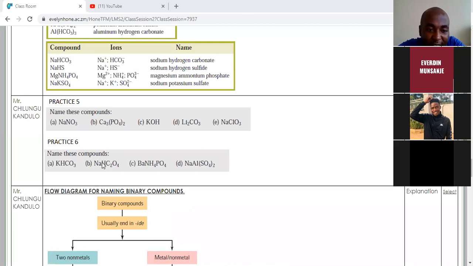But remember that if there's a hydrogen in front of something with a charge of 2 minus, the charge is reduced by one. The carbonate is 2 minus, but in bicarbonate, which is HCO3 minus, or hydrogen carbonate, you discover that it becomes just 1 minus.